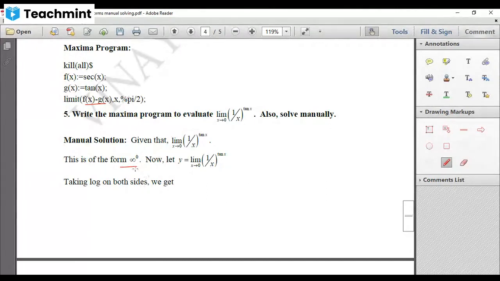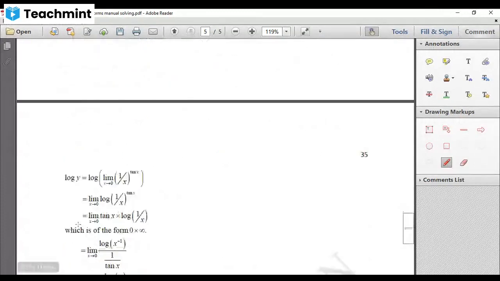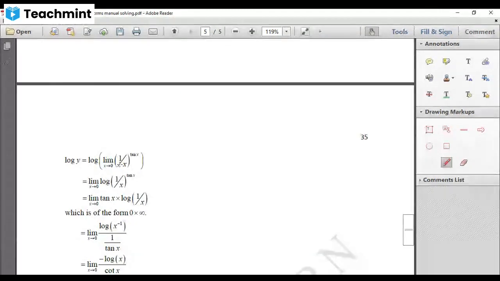So how you're going to solve this one? Anything which is of this form, 0 to the power of 0 or 1 to the power of infinity or infinity to the power of 0, call this limit as some y and take log on both sides. You'll get log y is equal to log of limit of this. And interchange limit and log. So you'll get limit of log of 1 by x to the power of tan x. By log property, this is of the form log m to the power of n. So we can take this tan x outside, then tan x into log of 1 by x.